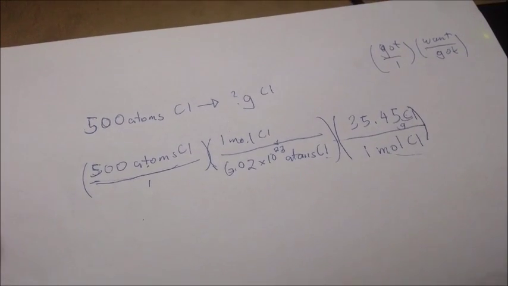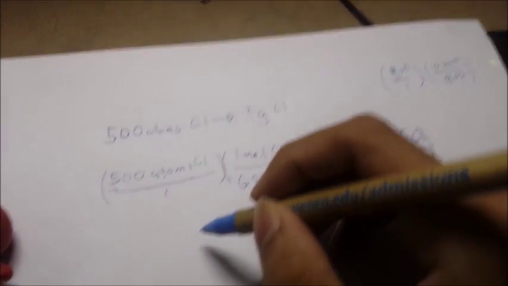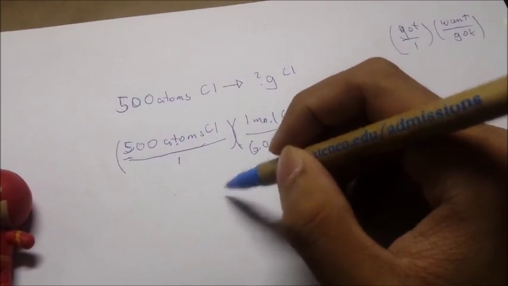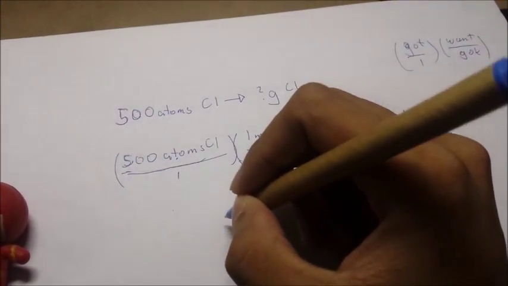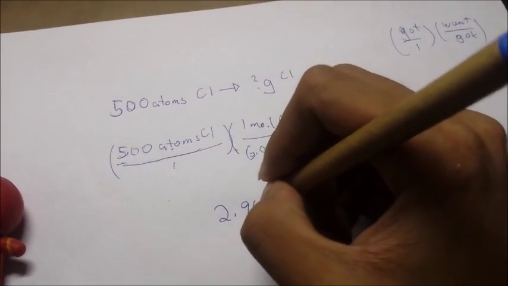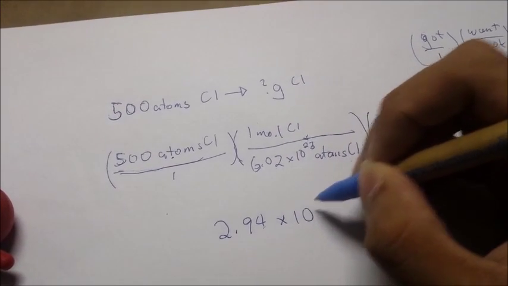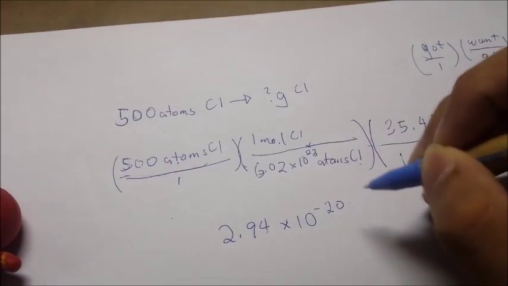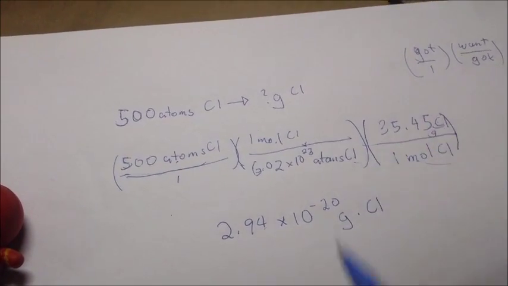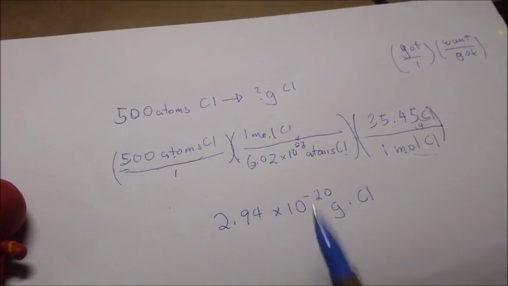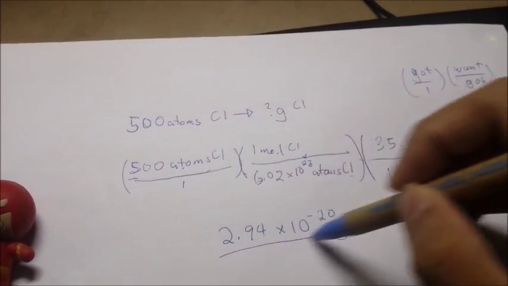It's pretty simple. So those are the basics, and your answer is going to be, let me take my scientific calculator, 2.94 times 10 raised to the negative 20 power of grams of chlorine. Never ever get your signs wrong, because that can be your wrong answer. I learned a lot from that. So that's your final answer.